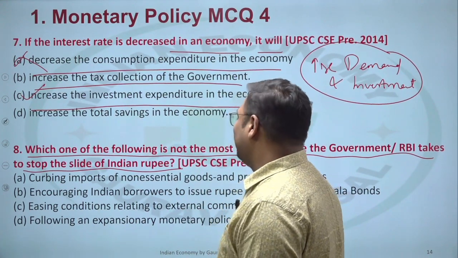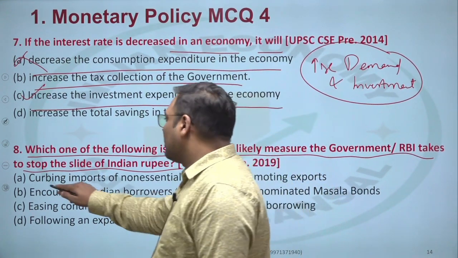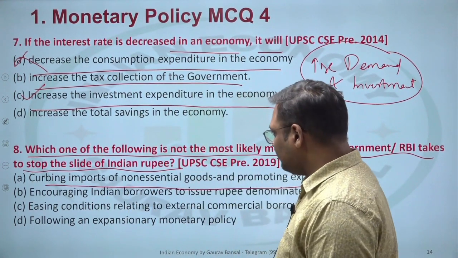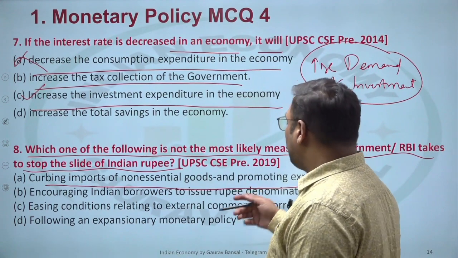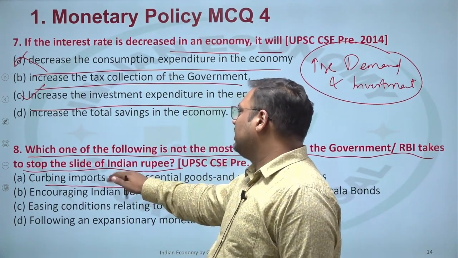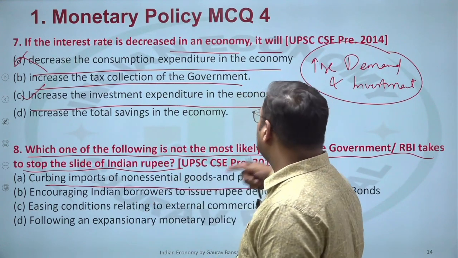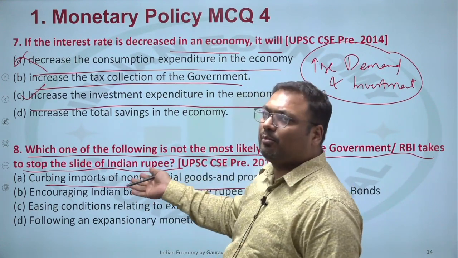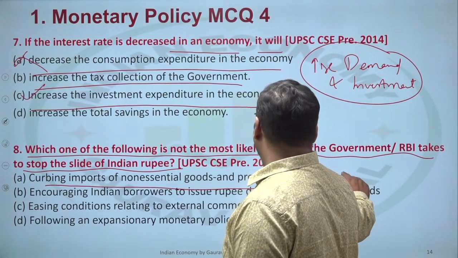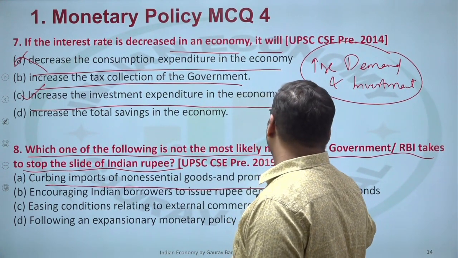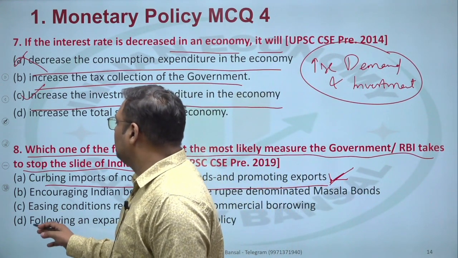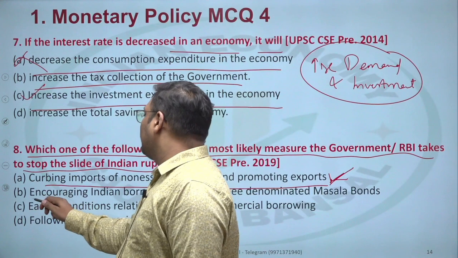Okay, so curbing import of non-essential goods and promoting exports. Curbing import of non-essential goods, it will help. Yes, it will reduce the import and improve the trade balance and may improve the condition of rupee. Promoting exports will also do that. So one is a likely measure. We have to choose the non-likely measure. Okay, so A is not the answer. We have to find out the incorrect one.